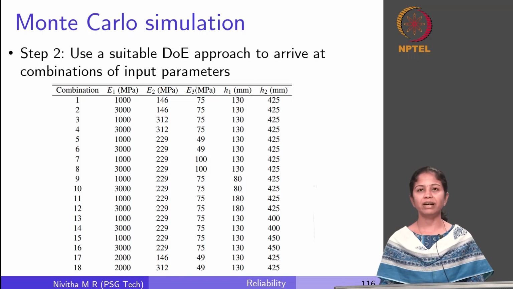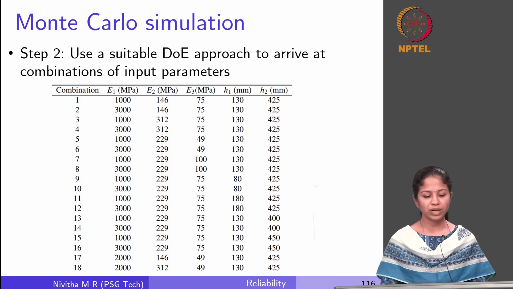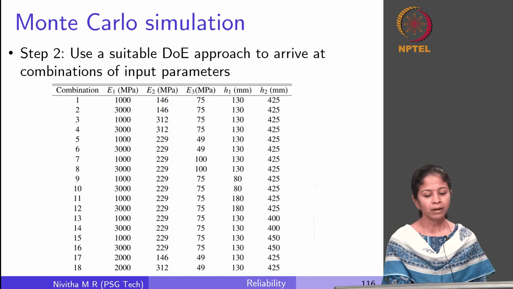Now we arrive at the experimental combinations. You can see here combination 1, the E1 value is given, E2, E3, H1, H2.